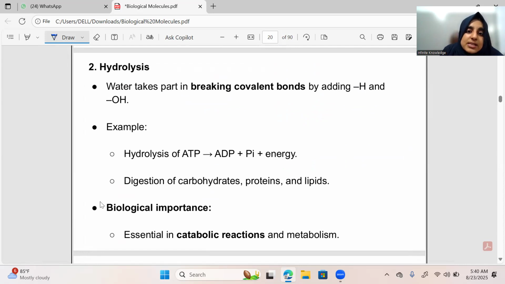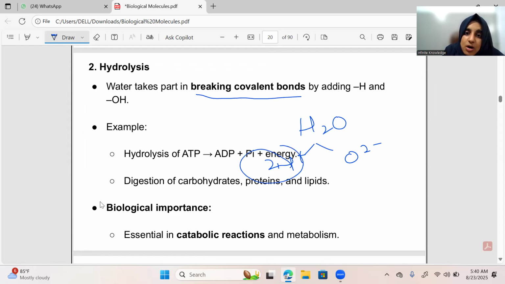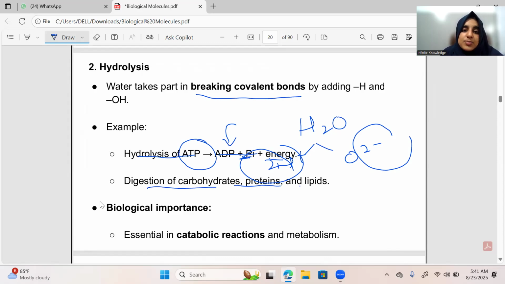Okay, what happens is that water, this is H2O, it breaks down into 2H positive and O2 negative, right? Now this helps in breaking other covalent bonds. When these two are formed, hydrolysis of ATP occurs and it is converted into ADP. So ATP can break down into ADP and it produces inorganic phosphate, plus it produces energy, and it is used in digestion of carbohydrates, proteins, and lipids.